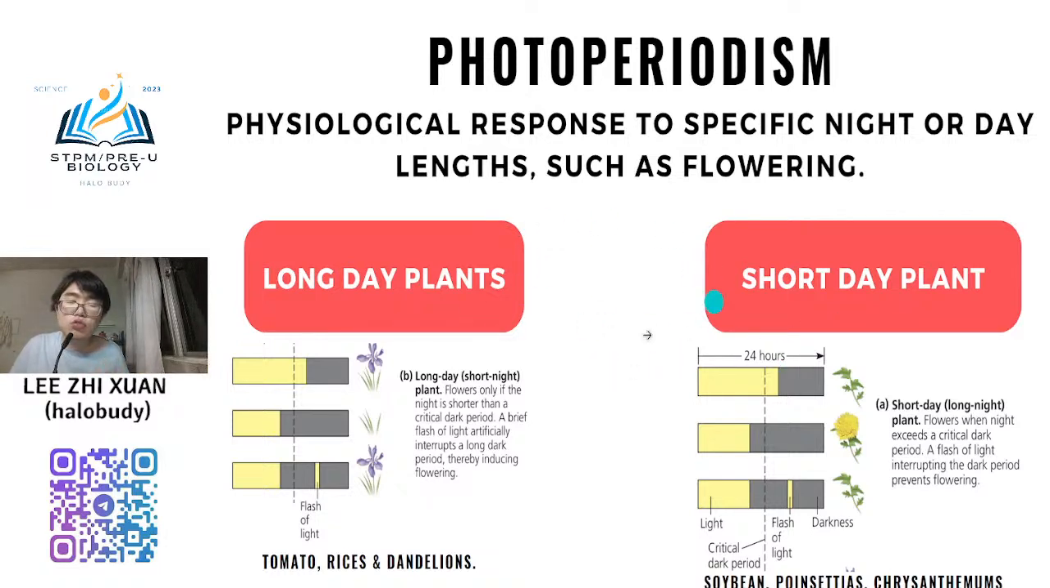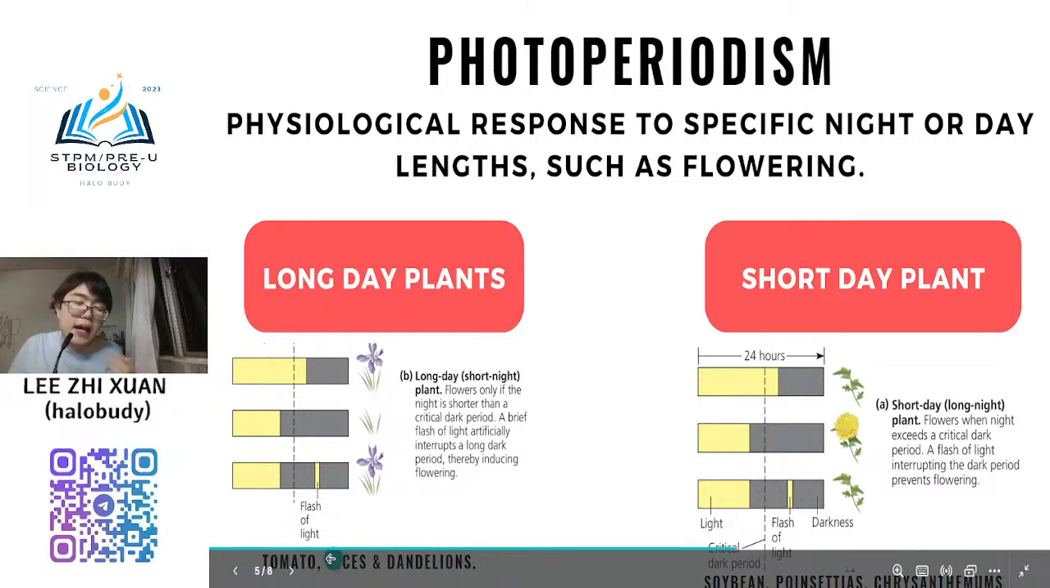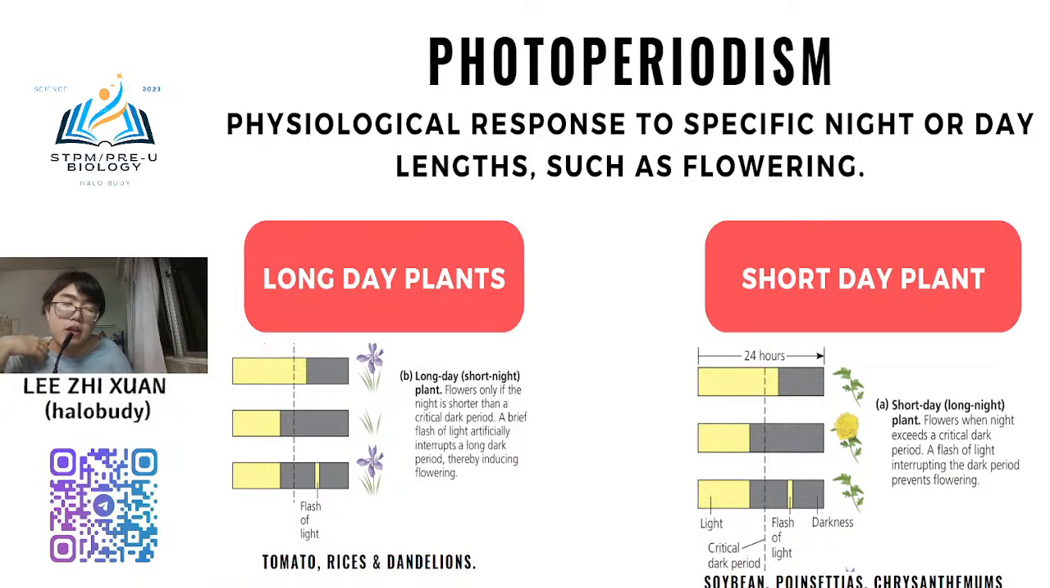So these are two different things. Long day plant will only flower when the day is longer than the critical point. In short day, the plant will only flower when the day length is shorter than the critical dark period. For examples, the long day plant examples include tomato, rice, and dandelion. But actually there are more examples. But tomato, rice, and dandelion are the most famous. And then short day plants include soybean, poinsettias, and also chrysanthemums.